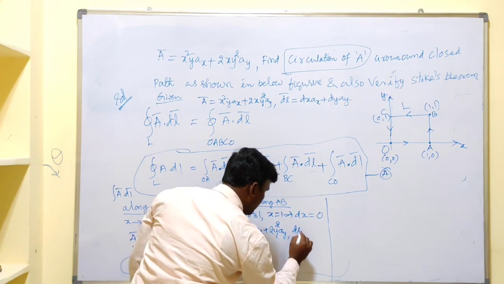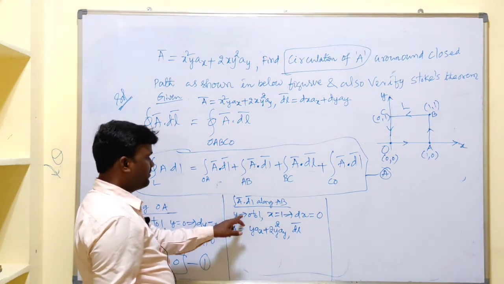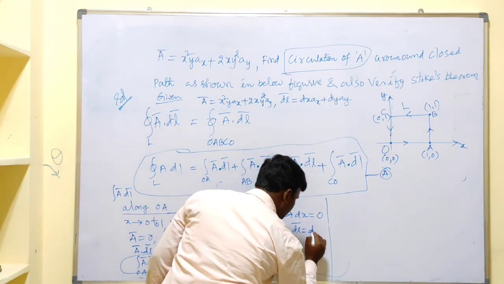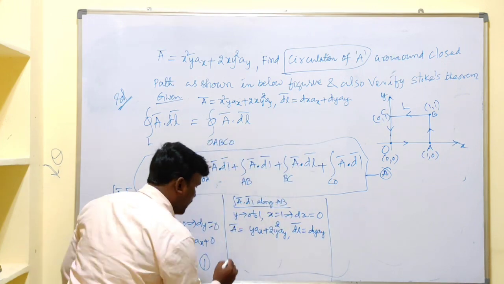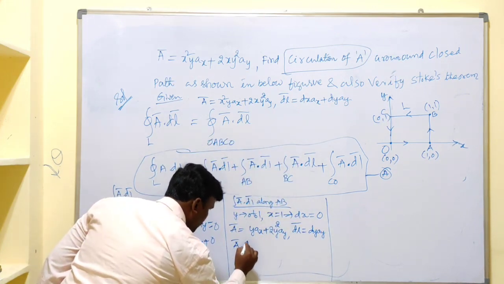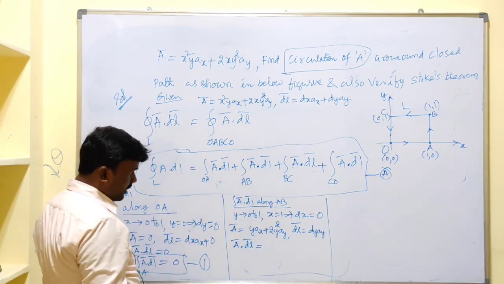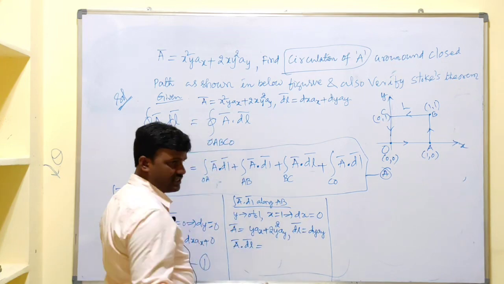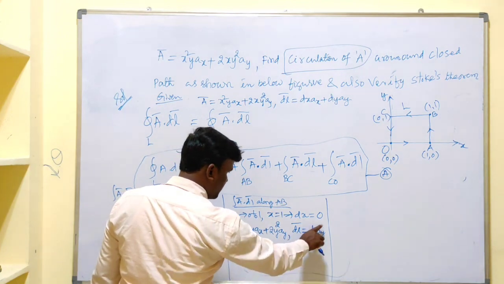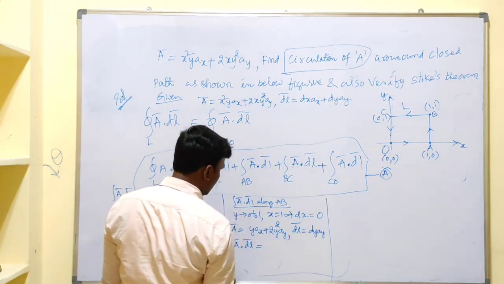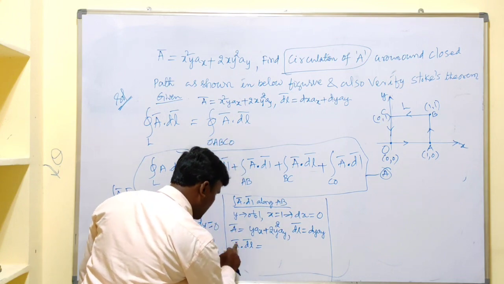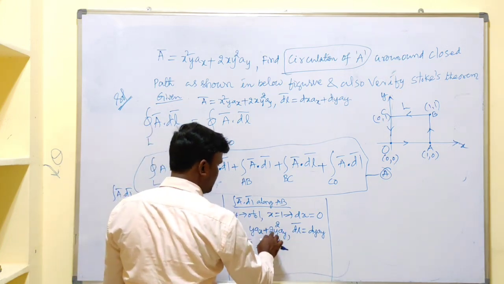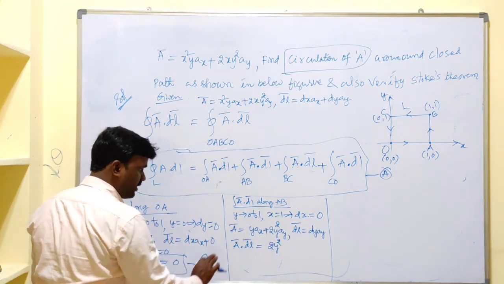Now tell me, what about dl bar? As it is variable along y axis, dx is 0, means dl bar is dy ay. Now what about A bar dot dl bar? Dot product between the same unit vector gives a non-zero value, and dot product between orthogonal unit vectors, that is ax dot ay, gives 0. So the remaining quantity, A bar dot dl bar, gives 2y square, since ay dot ay is 1. This is about A bar dot dl bar.